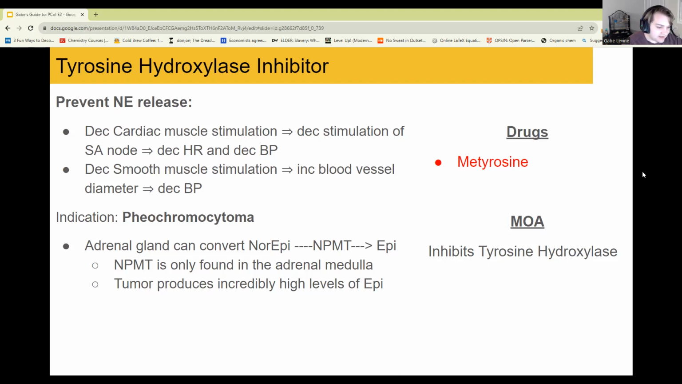The flip side to this is met-tyrosine. Once again, you're going to be getting less norepi release. We're going to prevent the tyrosine from being converted into L-DOPA, which then prevents it from being converted into dopamine. And specifically, what we are using met-tyrosine for is pheochromocytoma, which, can anyone tell me what pheochromocytoma is? Any chance? This guy here.